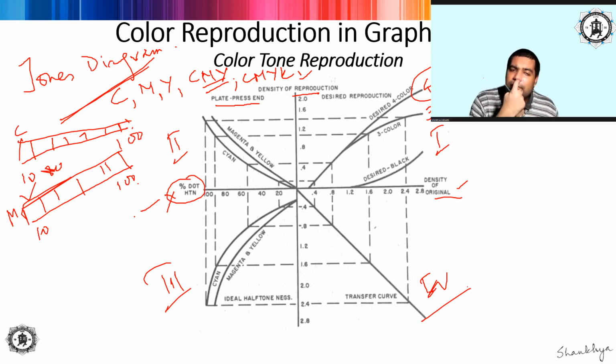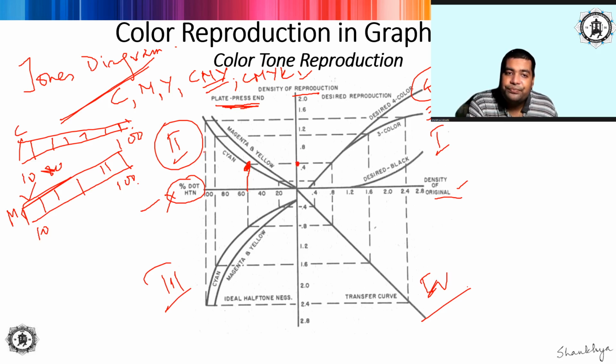Now you may say, okay, but we have already seen this, haven't we? Where have we seen this? We have already seen this in quadrant 2. I've already told you that this is basically your plate press curve. Now this quadrant is telling you what percentage dot is required to be printed to achieve what density. So for example, if you want to know, in order to reproduce a density of, let us say, 0.4 in the cyan plate, what dot percentage in the plate is required.